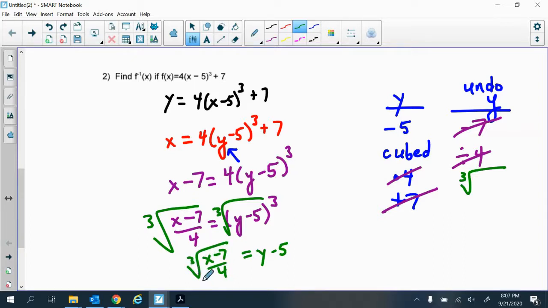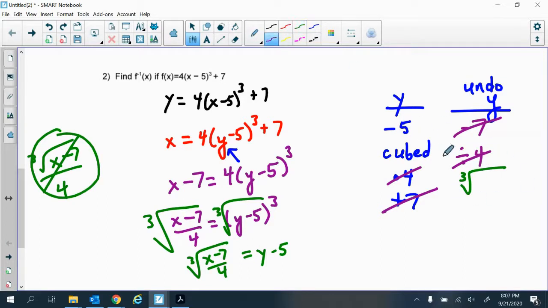Notice the 4 is inside of the root. It is not x minus 7 cubed root over 4, where the 4 is just kind of all by itself. That's not what's happening here, because we divided by 4 first, and then we take the cubed root of everything that's over there. So those cancel each other off.